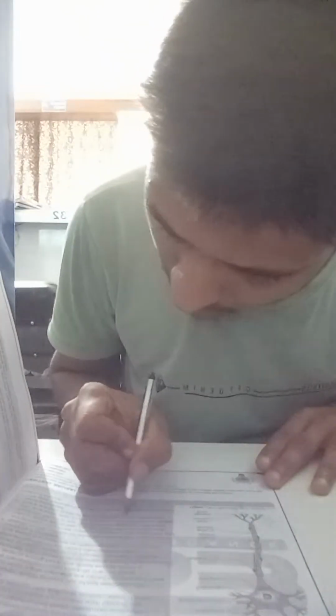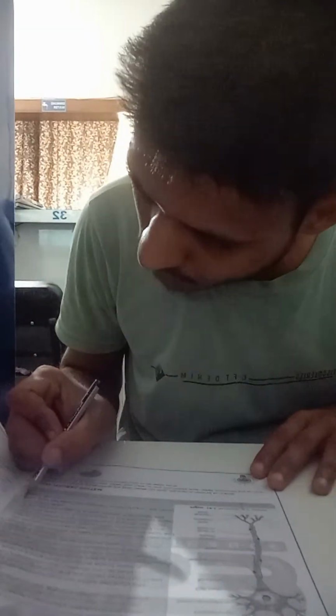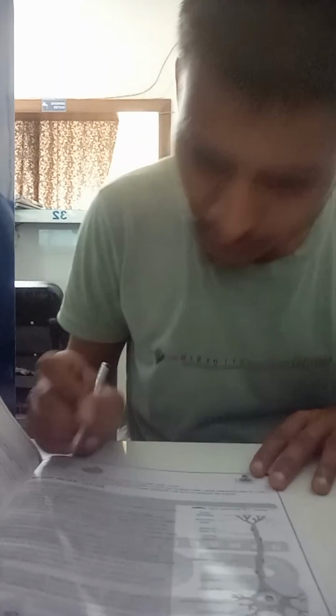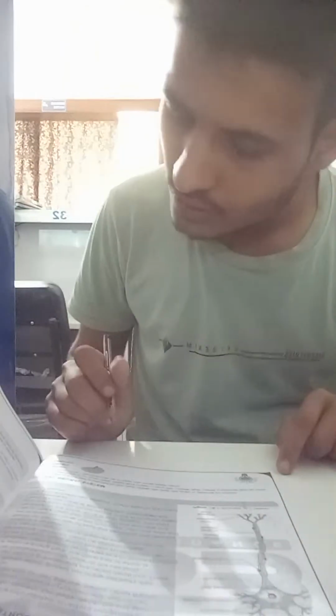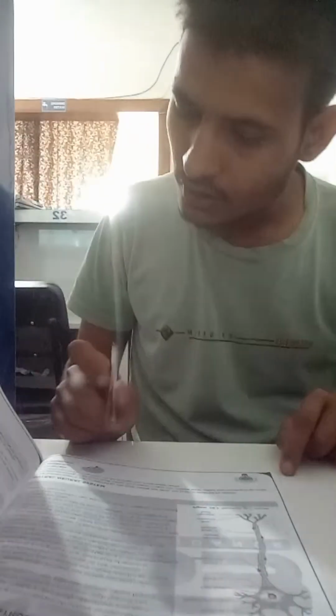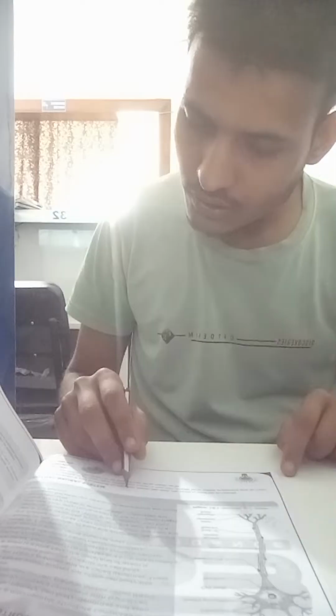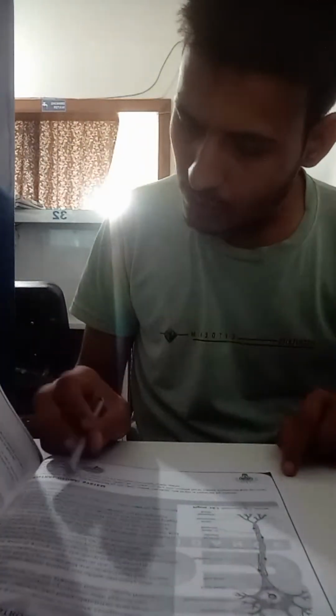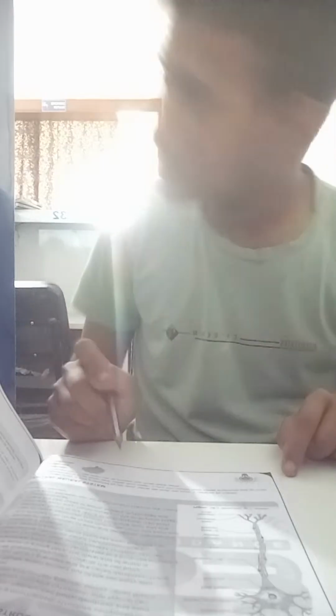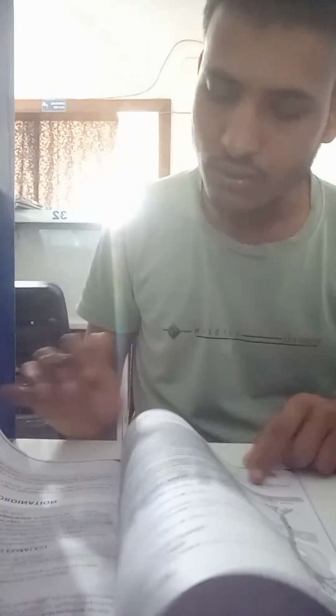There are two types of axon, namely myelinated and non-myelinated axon. The gap between two myelin sheaths is called the nodes of Ranvier.